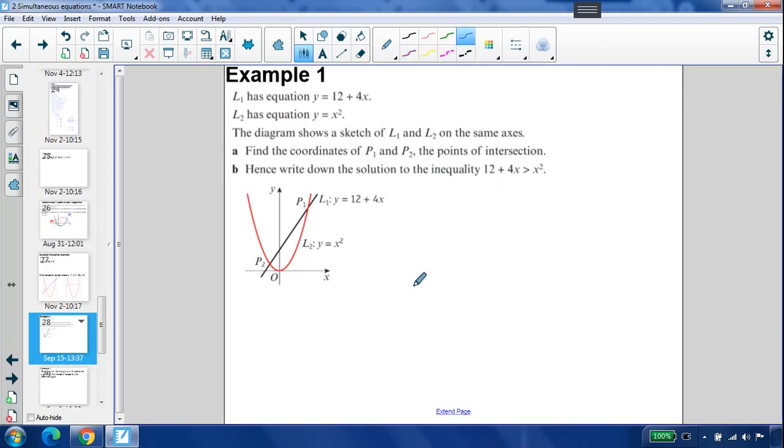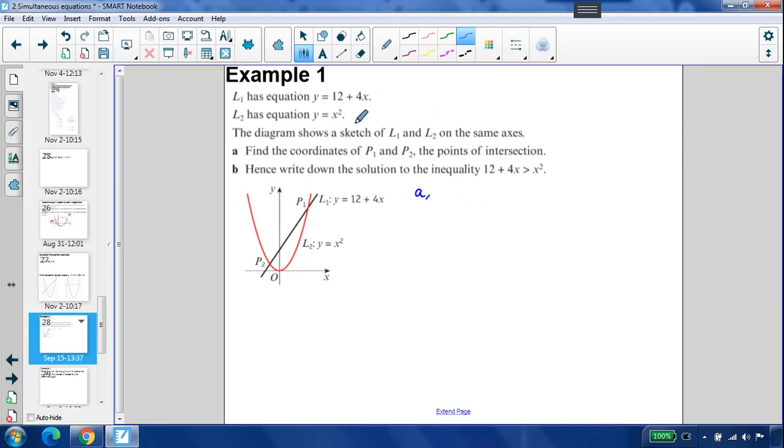So L1 has equation y is equal to 12 plus 4x, and L2 has equation y is equal to x squared. So you can see which one's which below because it says there is a sketch on the same axes. Part A, we've got to find the coordinates of P1 and P2, so the points of intersection. We know how to do that, it's by solving simultaneous equations. So let's go ahead and do that.